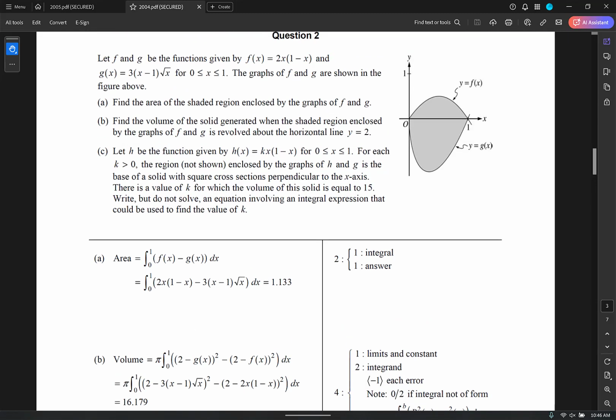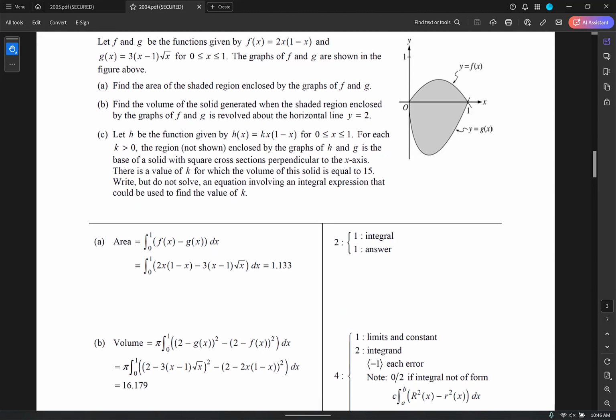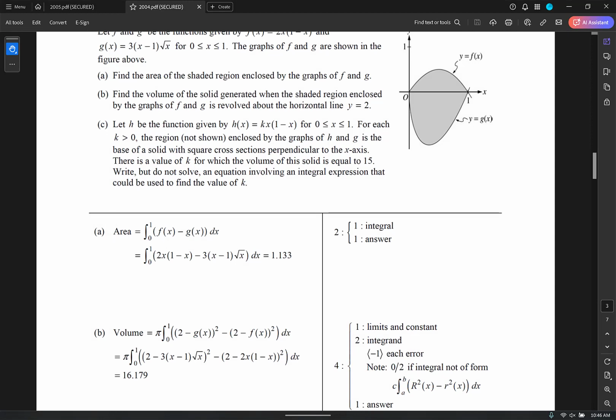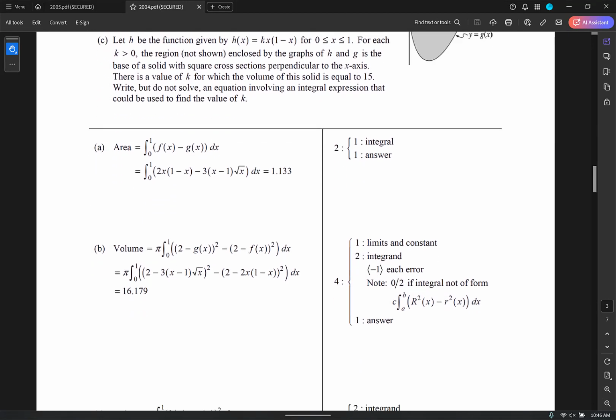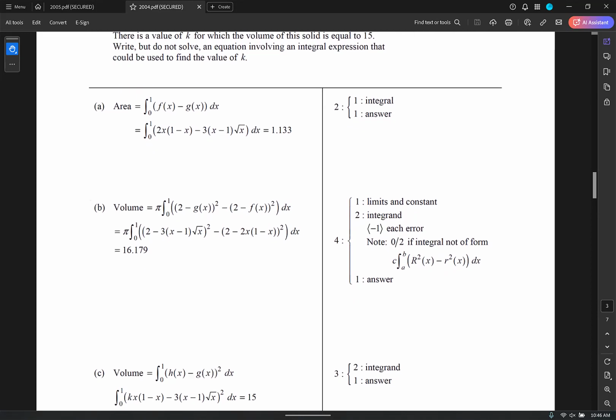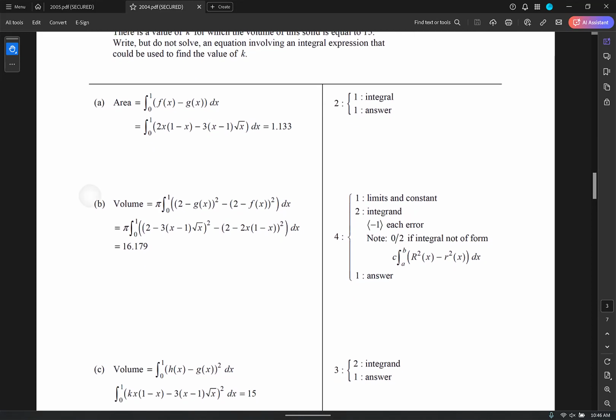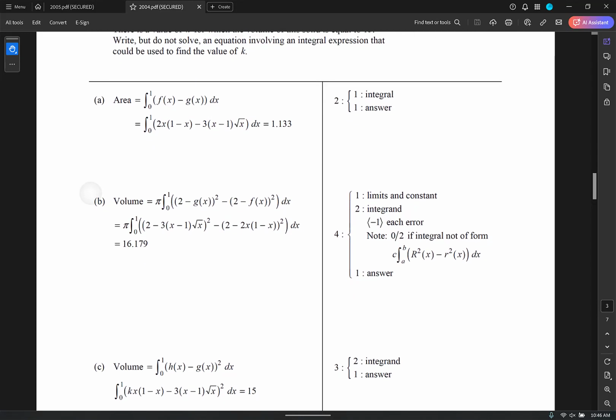All right, letter A. Did we get 1.133? Yeah. Okay, so maybe I was wrong about that repeating decimal, because usually if it's a fraction, they put it as a fraction. Letter B. Did we get 16.179? Look, I like how they did it. They also rewrote it in the bottom here. 2 minus g of x, 2 minus f of x. You get everything. 16.179. Yeah, we got everything.